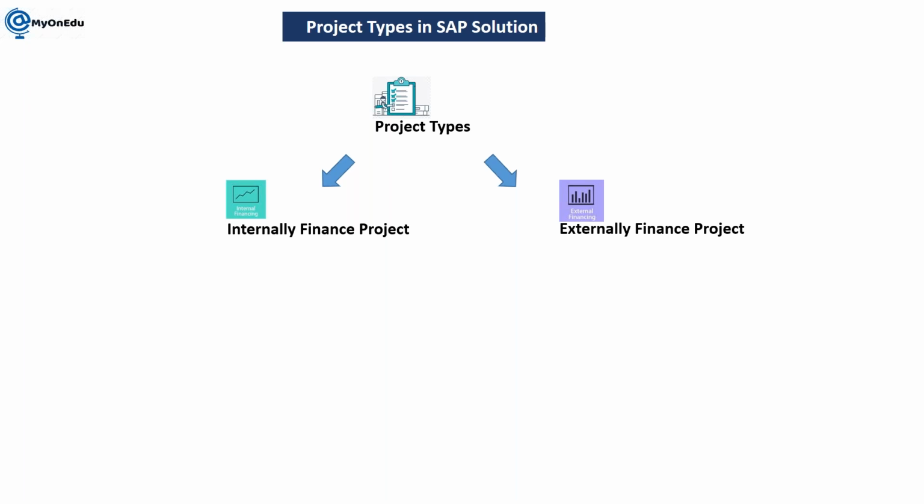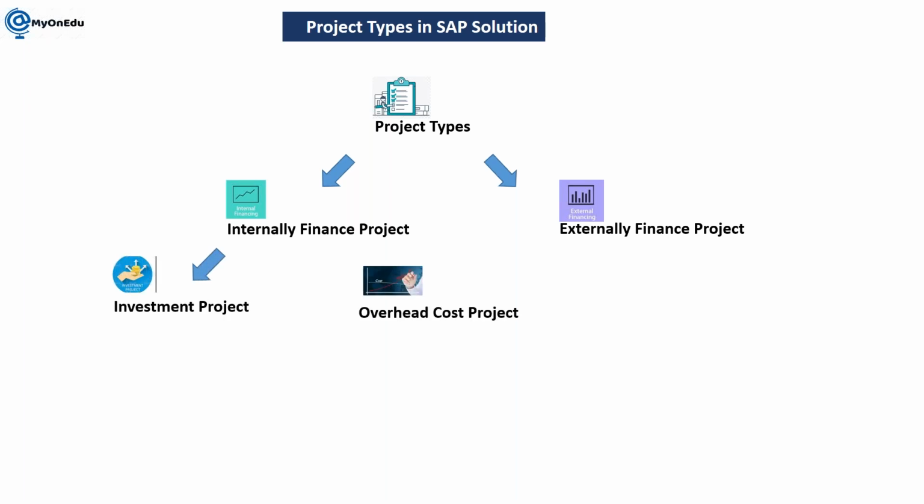So when you go for an internally financed project, it is divided further into two types of project. One is an investment project and another is an overhead or cost project. In an investment project, you analyze all the scenarios and then finalize: yes, this will be a good idea of investment for me, and then you start that kind of project. Initially you are putting in the cost. You don't have any customer; when you are constructing an office for your organization, the request comes from your internal organization, not from a customer.